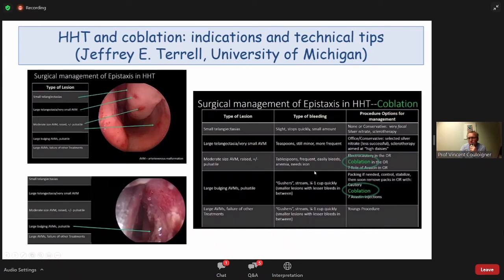And so this corresponds to lesions that are responsible for tablespoons, frequent, easily bleeds, anemia, and so on. So these are good indications. And also very large bulging AVMs, which are pulsatile, can also be good indications of coblation. And according to him, very small telangiectasias can be treated with other tools.